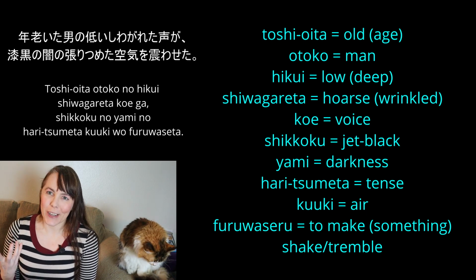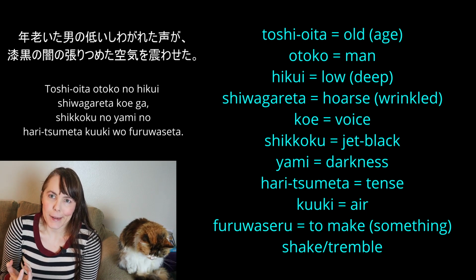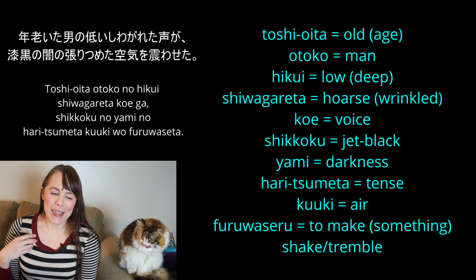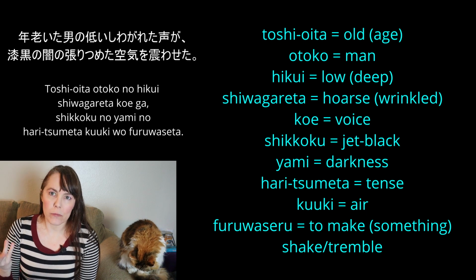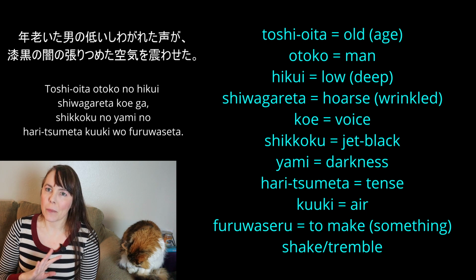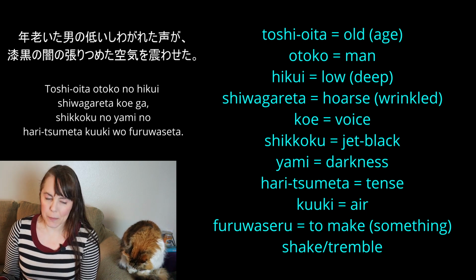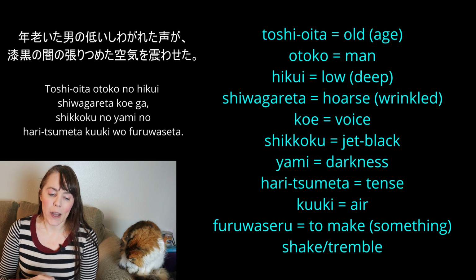So shiwa is wrinkles. Shiwagareta is like hoarse. It's like, I'm an old man and I talk like this. So his shiwagareta, his hoarse, wrinkly, old sounding voice, ga. So the old man's low, deep, old sounding voice. Shikkoku no yami, jet black darkness. Haritsumeta kuuki. So kuuki is air or atmosphere, and haritsumeta is like, it's tense, basically. So tense air, wo furuaseta.